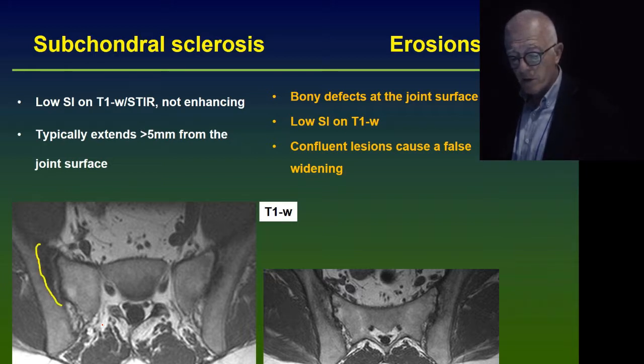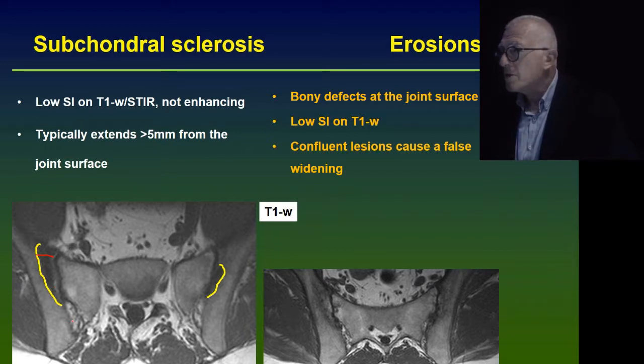We are looking for sclerosis. Sclerosis is low signal intensity on all pulse sequences. It is more remarkable on T1 because we have the high signal intensity of the surrounding fat. This typically extends more than 5 millimeters from the joint surface. So sclerosis is one chronic finding. The other one is the presence of erosion. Here you see an erosion. It's a bony defect with low signal intensity on T1. And when we have many erosions, then we have a pseudo-widening of the joint.